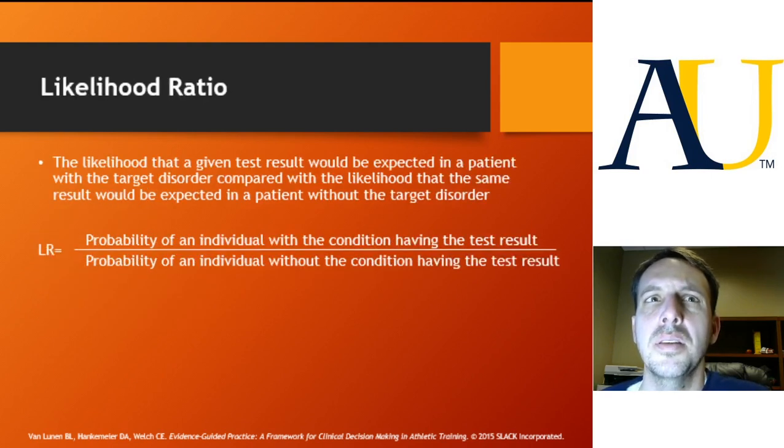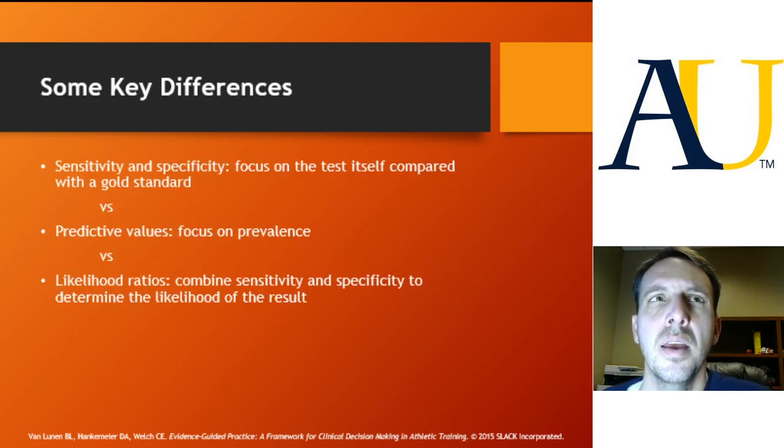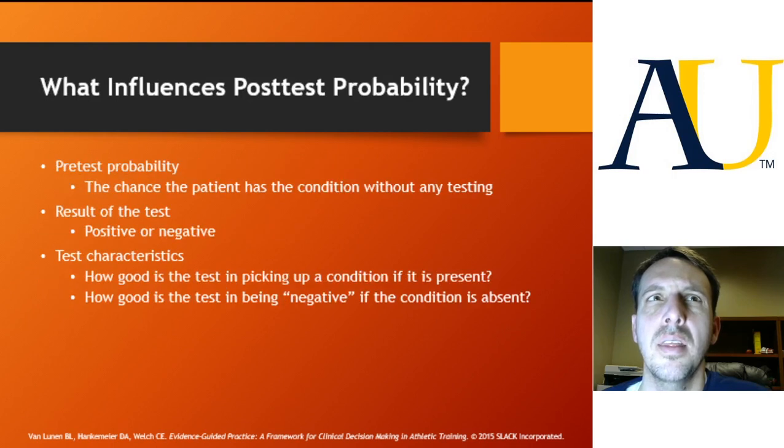And so here we go into this likelihood ratio. We look at the probability of an individual with the condition having the positive test result versus the probability of an individual without the condition having the test result. So we can get into positive and negative predictive values, continue to look at that.